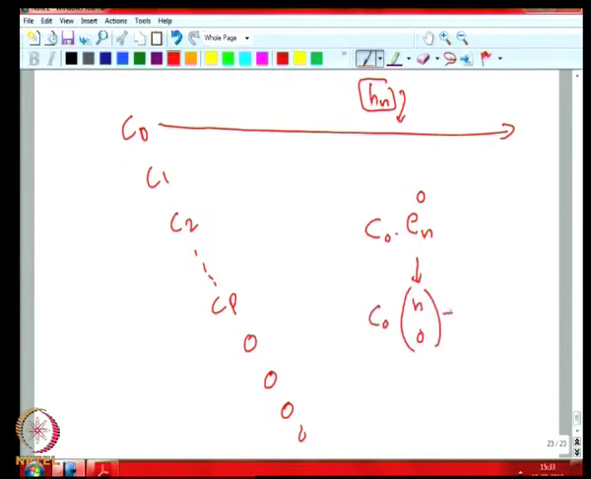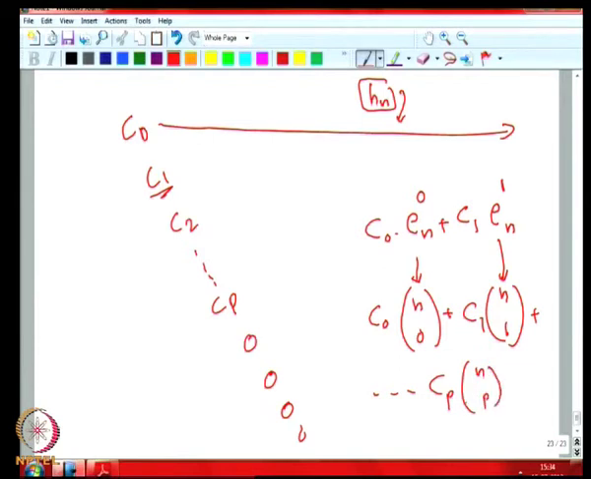C0 into n choose 0 plus C1 into n choose 1, and up to p we can do Cp into n choose p, right. Because if you just had one in this position and everywhere else it was 0, then that will correspond to n choose p, p being the row number where the one has occurred, right.